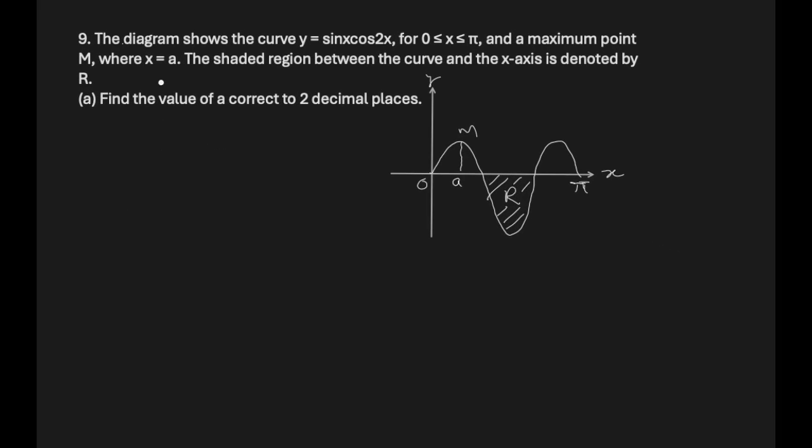Okay. The diagram shows the curve y equal to this for 0 to pi. It has a maximum at M, where x is equal to a. The x coordinate is a. The shaded region between them is R. Okay. Find the value of a correct to 2 decimal places. Okay, so in decimal we have to give the answer. So since this is a turning point, the gradient of the tangent will be 0, and gradient of tangent is nothing. Let me write here.